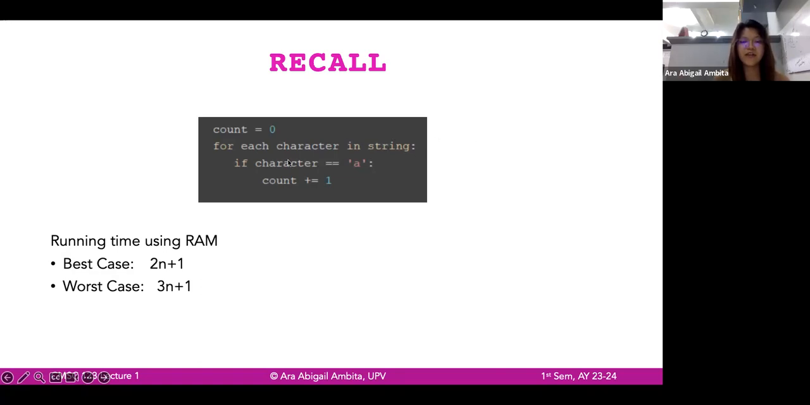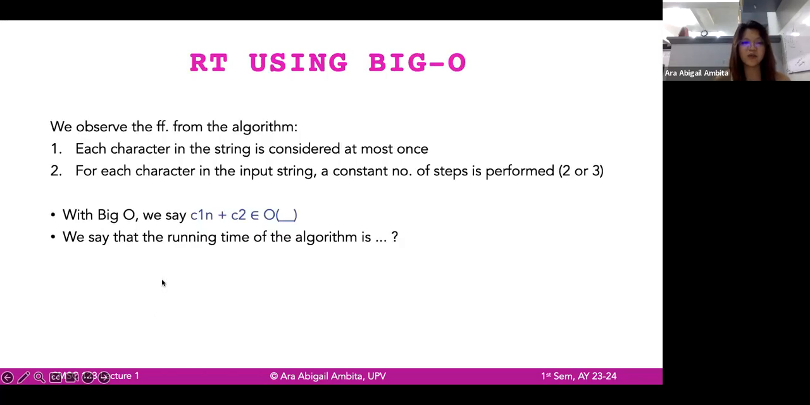And then for every character in the string, we also compare it with A, that will also give us n times. And since the input is all A's, we have to add 1 to the count variable every time. So that is already n for looping through each character in the string, n for comparing the character with A, and then n for adding 1 to the count variable. That's why the worst case is 3n plus 1.